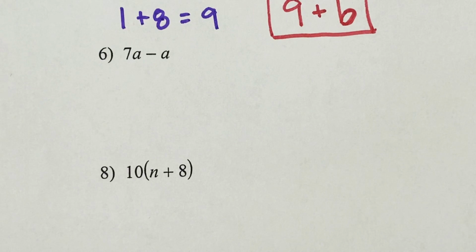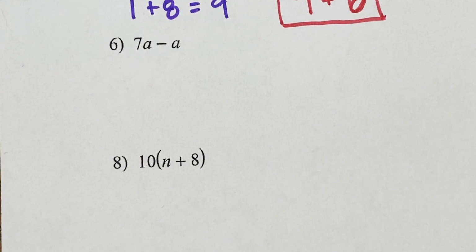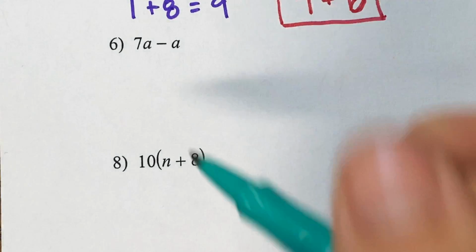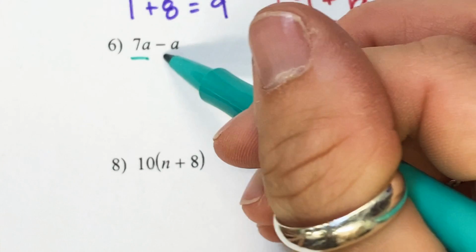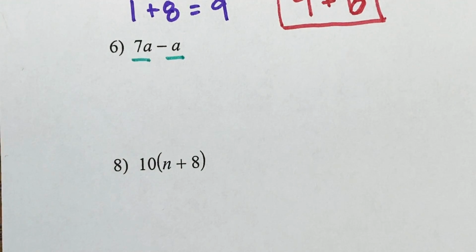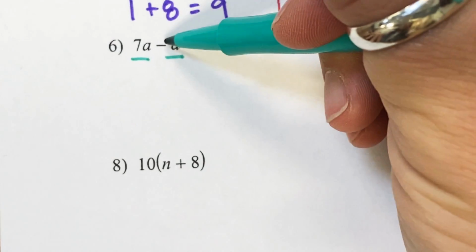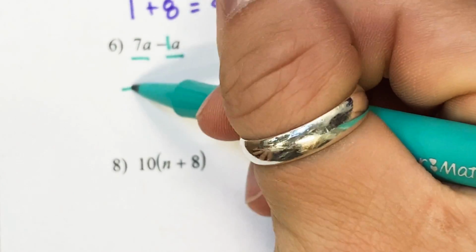Okay, let's look at number 6. Okay, we have two terms here. Are they like terms? So I see this 7a has a variable and then just 1a right here. Are these guys like terms? Yes, they are, right? Because this is technically 1a. So what is 7a?